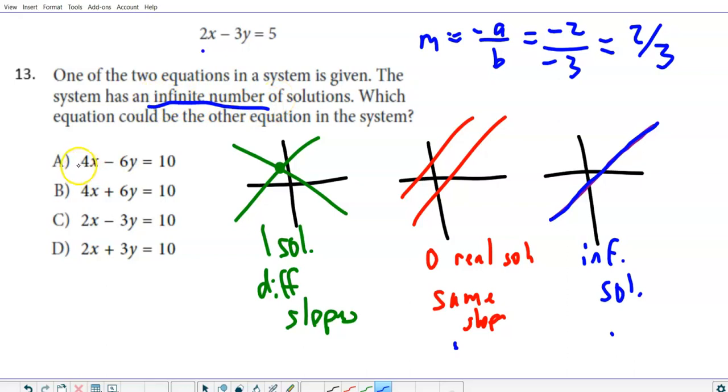So right away I'm going to go, okay, what's the slope of this way? Opposite of that over that. It might be that, because that slope is 2/3. That's not 2/3. That would be -2/3. Opposite of A over B is opposite of 2 over -3, which could be this one.